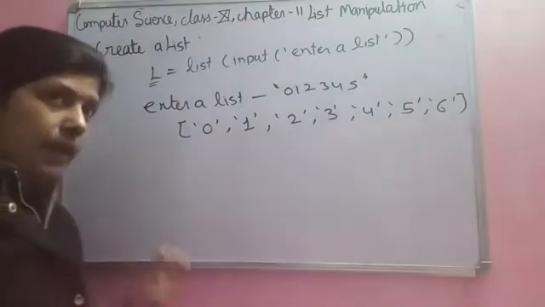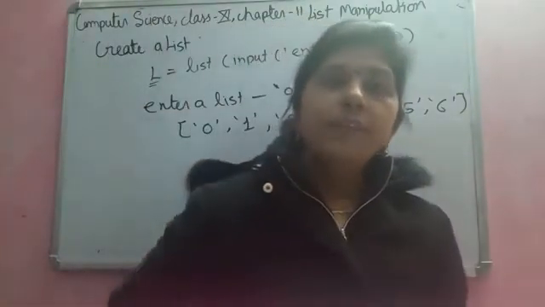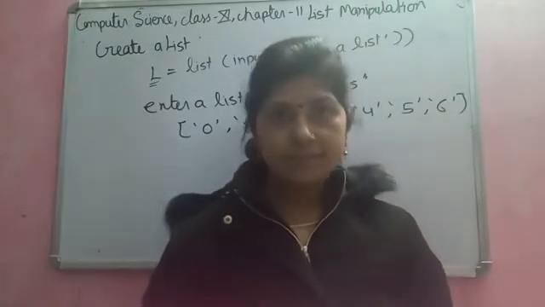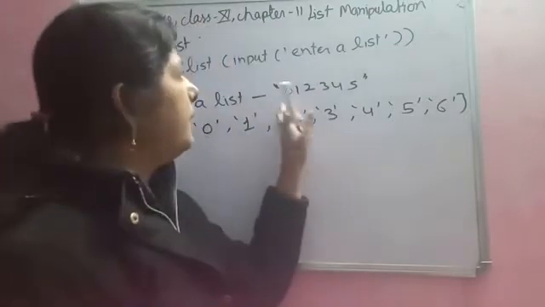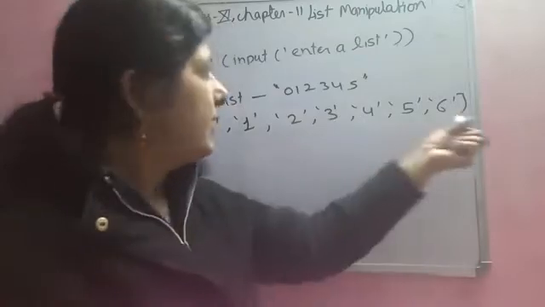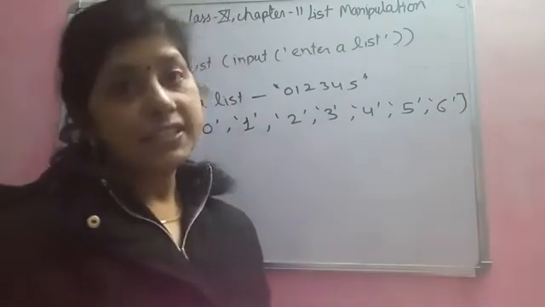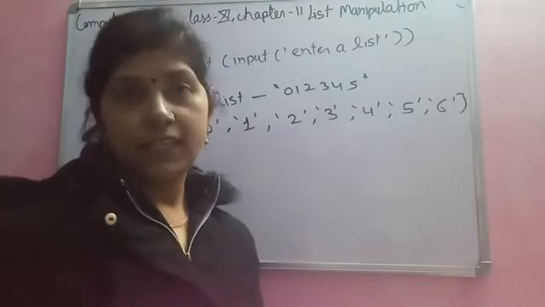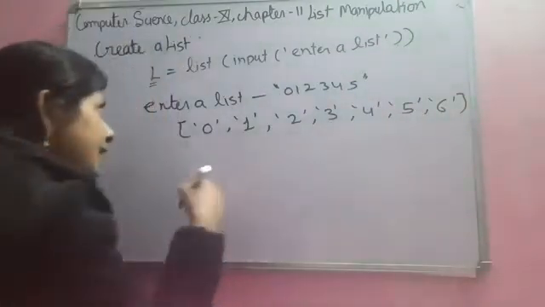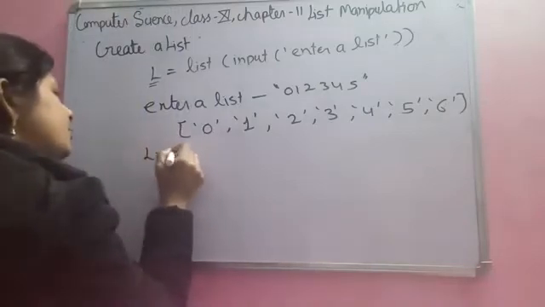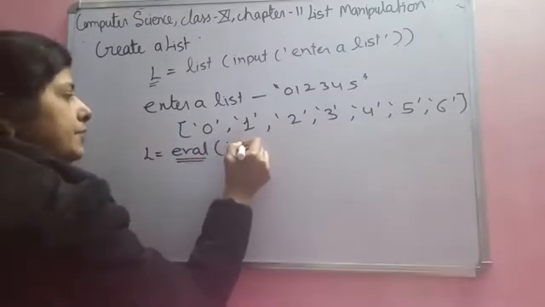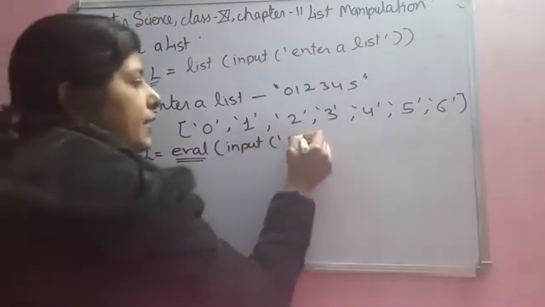Right? Now, then how you can read a list as a list? Means you don't want to be, well, you want this as one item as a list, not the character one. आप लिस्ट को लिस्ट की तरीके से ही रीड करना चाहते हैं तो कैसे कर सकते हैं? You can do like this. L is equal to eval input, enter a list.